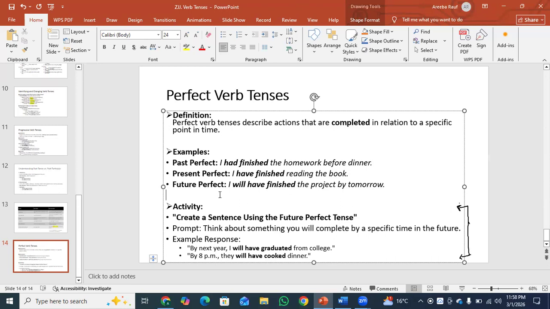And in future perfect tense, we simply use I will have. Okay? I will have finished the project by tomorrow. Simply use will have. Okay? Okay.